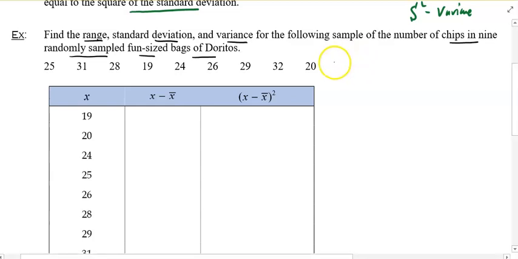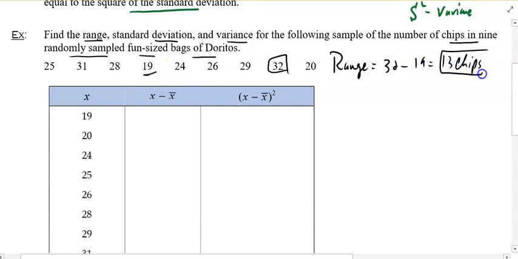So first, let's get the range out of the way. To find the range, you take the largest value. What's the largest value in this case? I'm looking. 32 seems to be the biggest. Minus the smallest. The smallest appears to be 19. So that would be 13 chips. That's the range.